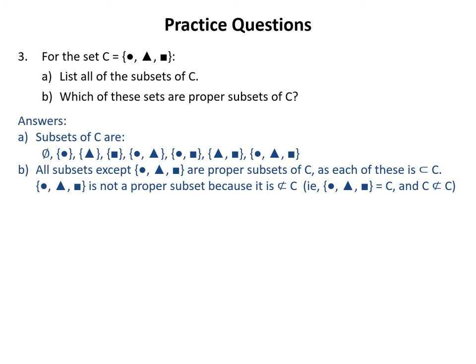For part B, we want to figure out which of these sets are proper subsets. Well, as discussed previously in this lesson, any subset is a proper subset of a set as long as it's not the full set. So of the 8 subsets listed above, all of them except the last one, which is the set C itself, would be proper subsets of C.